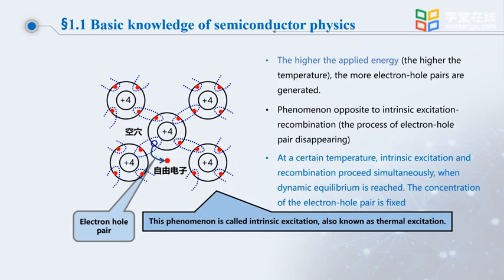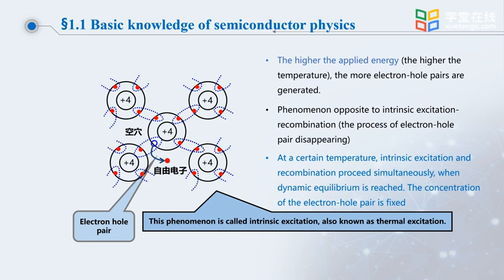The following diagram illustrates the process of intrinsic excitation. It creates hole and free electron pairs. The higher the external energy, the more electron-hole pairs will be produced. In the process of free electron movement, it is possible to meet with a hole and fill the hole, making the electron-hole pair disappear. This process is called recombination.